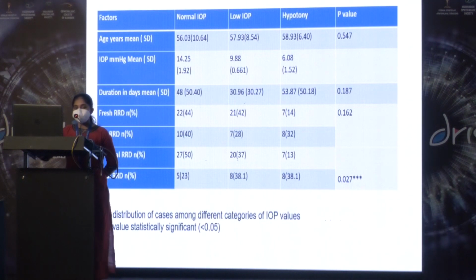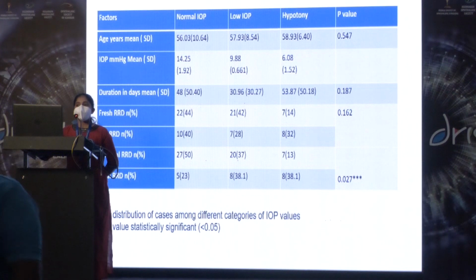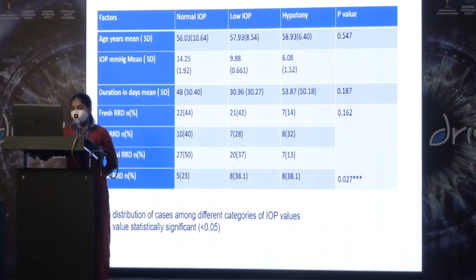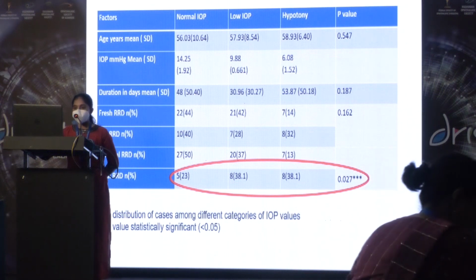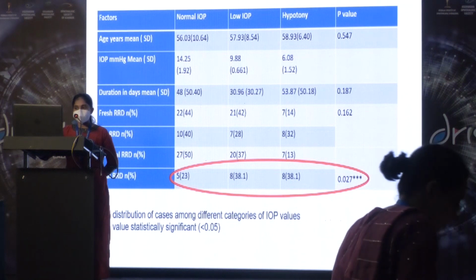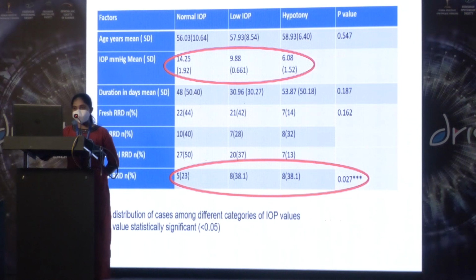This table is showing the distribution of factors like age, duration, chronicity, and severity among three categories of IOP, that is, normal IOP group, low hypotony group, and hypotonic group. All this shows that IOP is decreasing with increase in age, duration, chronicity, and severity, but the only statistically significant association was found in the subgroup of total rhegmatogenous retinal detachment with a p-value of 0.027. Even though most studies are in favor of low IOP in rhegmatogenous RD, in our study we found about 42.7% had normal IOP with a mean value of 14.25 millimeters of mercury.